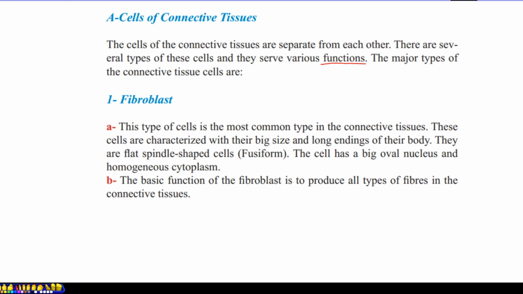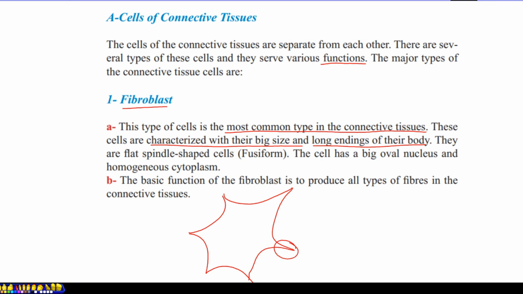The major types of connective tissue cells are the fibroblasts, which are the most common type of cell in connective tissue, characterized by their big size and long endings of their body. They look like the cell body of nerve cells, with these long endings. They are flat, spindle-shaped cells, fusiform. The cells have a big oval nucleus and homogeneous cytoplasm, meaning a clear cytoplasm containing a small amount of granules or ribosomes. The basic function of the fibroblast is to produce all types of fibers.